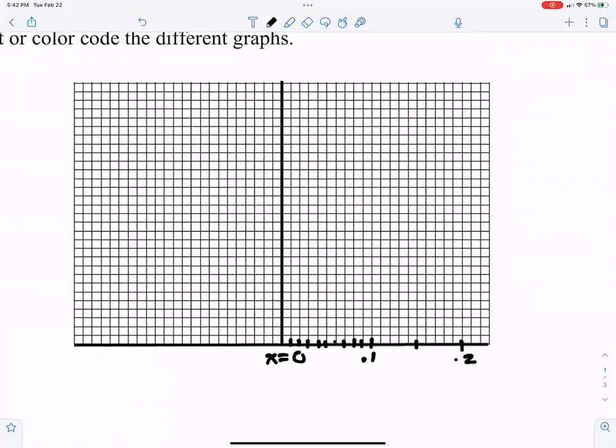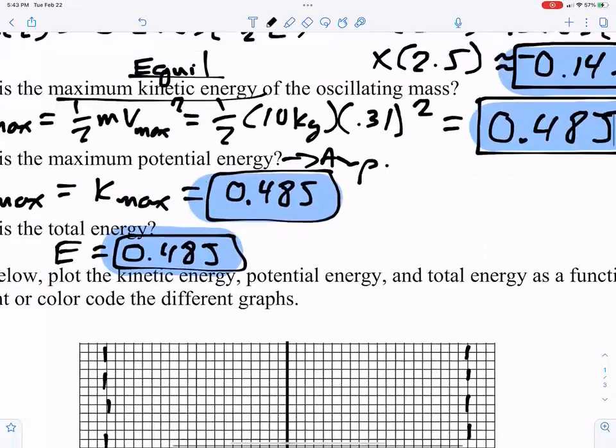And we're going to make a dashed line that goes all the way up at that amplitude right there. Go all the way over 20 boxes to the left. 1, 2, 3, 4, 5, 6, 7, 8, 9, 10. There's negative 0.1. 1, 2, 3, 4, 5, 6, 7, 8, 9, 10. There's negative 0.2. And we're going to make a dashed line that goes all the way up that line right there. Okay, then you're going to make a solid line at a total energy of 0.48.